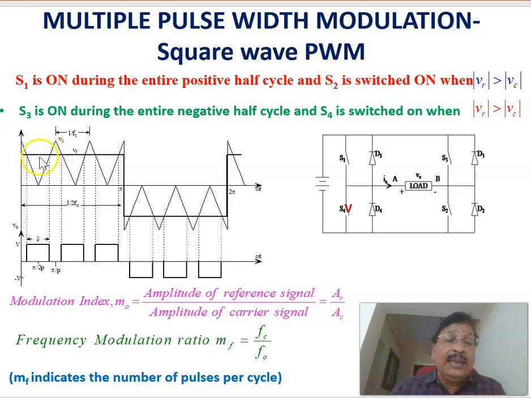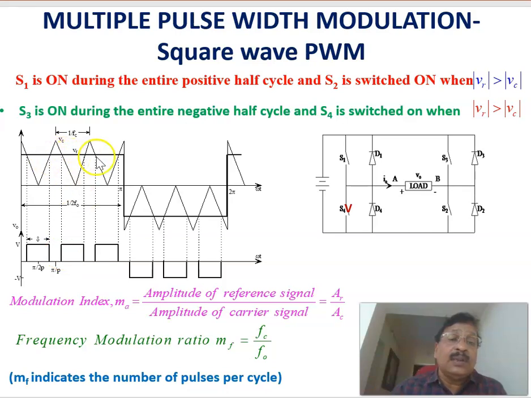And when the reference signal is more than the carrier signal, the switching signal is given to S2. During this period, you'll be getting output, that is plus V will be available here. And again during this period, when the reference signal is less than the carrier or the triangular signal, then this is switched off. You will be getting zero voltage.